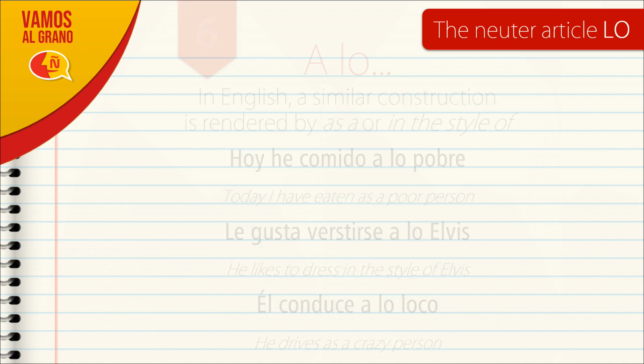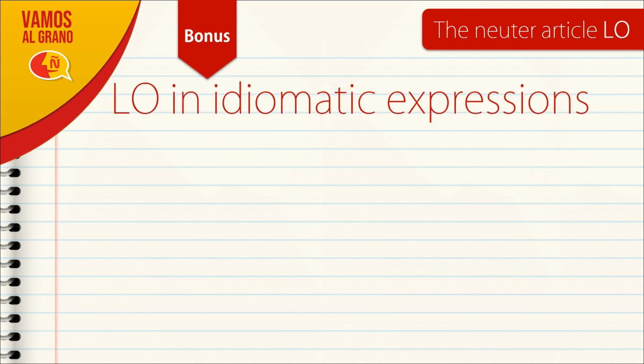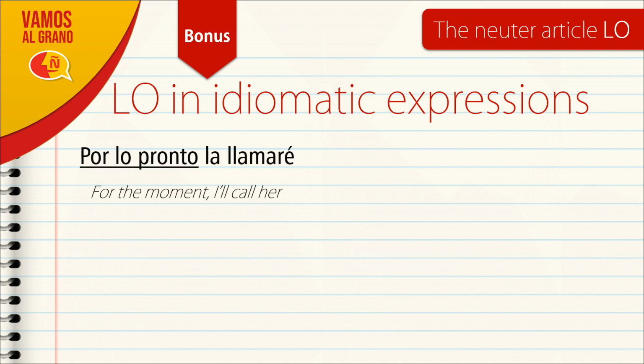So now I am going to give you an extra bonus, and I am going to give you some idiomatic expressions in which we use the word lo. Okay? They are very, very common and they can be very useful. Okay, the first idiomatic expression is por lo pronto. It means for the moment. For example, por lo pronto la llamaré. For the moment, I'll call her.